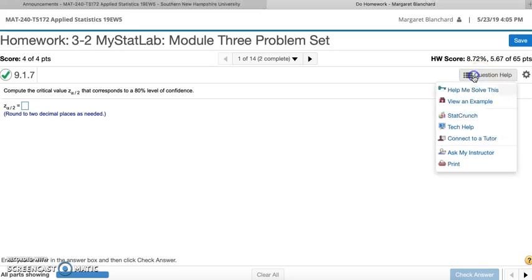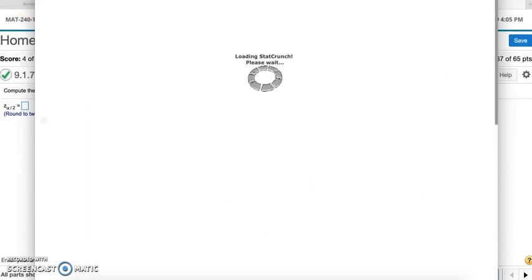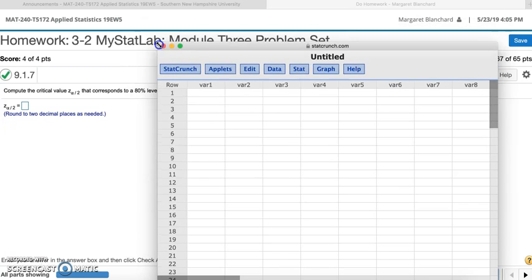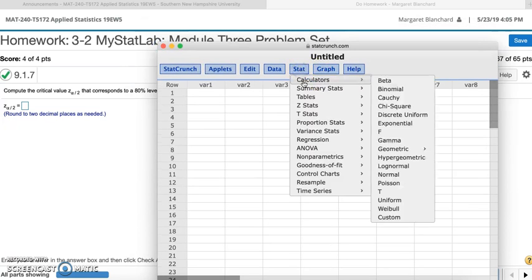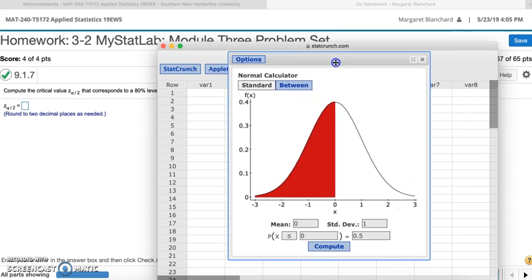So go to question help, StatCrunch. We're going to pop that open just to see it a little better. So you're going to go to stat calculators. And remember, we're looking at the normal distribution. So we're going to go down to normal. And it brings up this nice little graph that you can use.